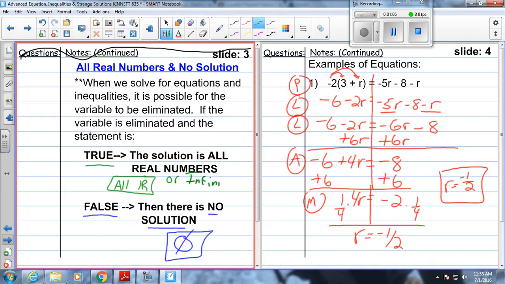Infinite solutions. And that could be our other answer. So for inequalities, it's infinite solutions. For equations, it's all real numbers. And for the false statement, if it ends up as false, it's still going to remain no solution.